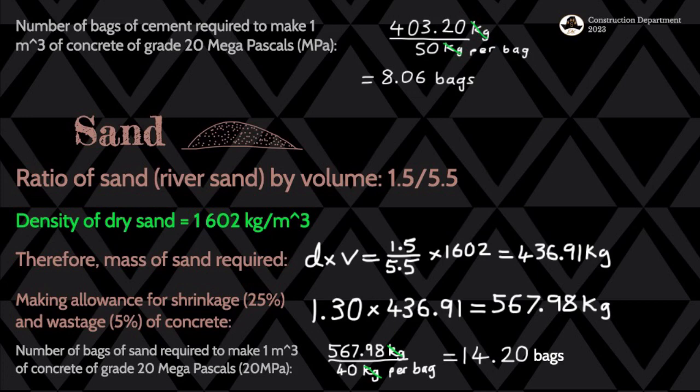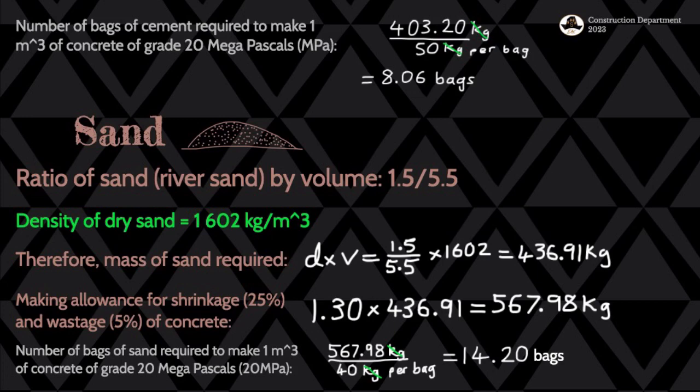Therefore, the mass for the sand required, we use the same formula as we did with cement, which means we have 1.5 divided by 5.5 multiplied by the density. We then get 436.91 kilograms. And then we also allow for shrinkage and wastage, which is basically 1.30, the 100% plus 30%. And then multiplied by the mass, we then get 567.98 kilograms.